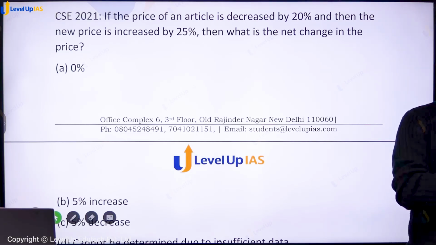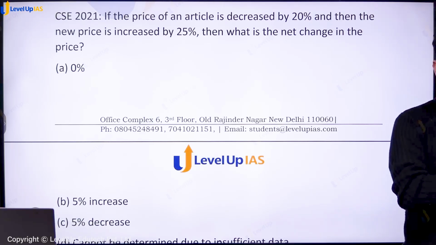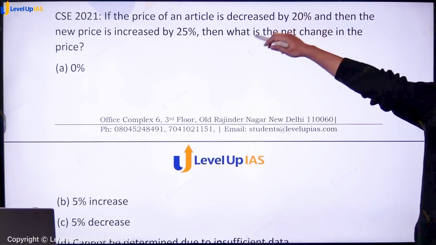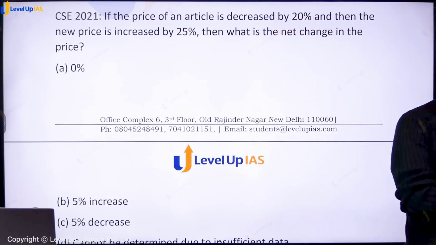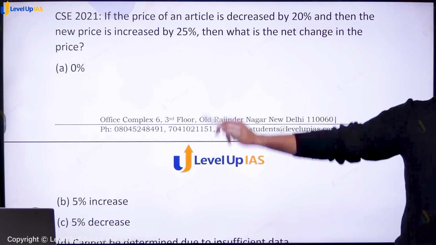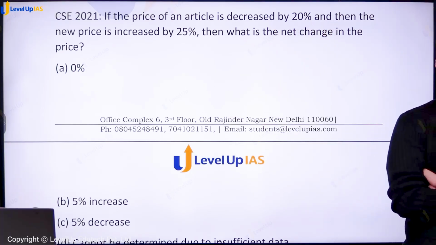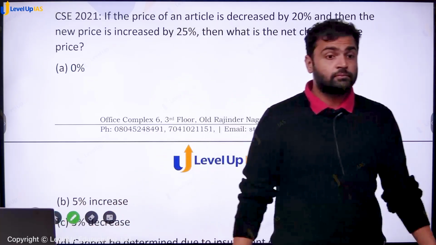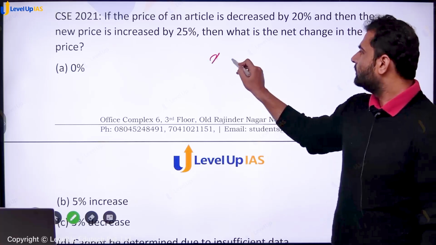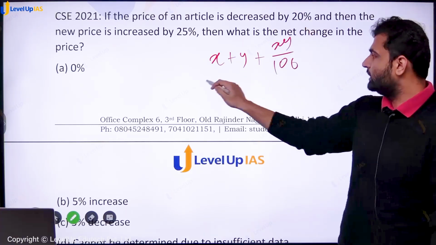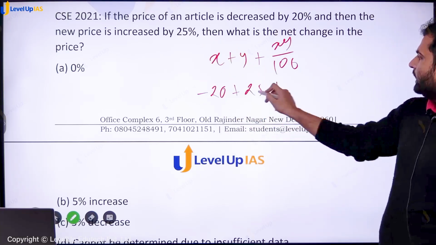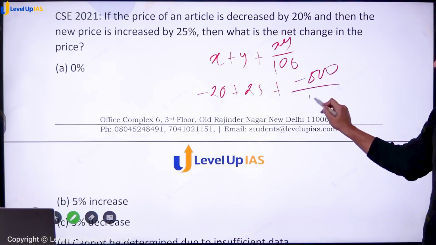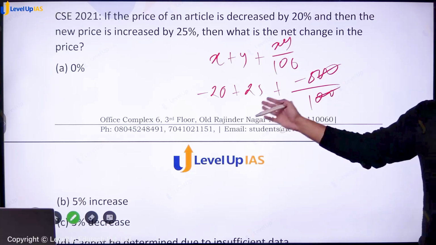CSE 2021 साल, कर लो कोई प्रॉब्लम नहीं। इसको -20 लेना। फॉर्मूले से, फॉर्मूला है x + y + xy बाय 100। x इज -20, y इज +25, x इंटू वाई इज -500 बाय 100। So this is -5, 25 -20 -5 is 0.